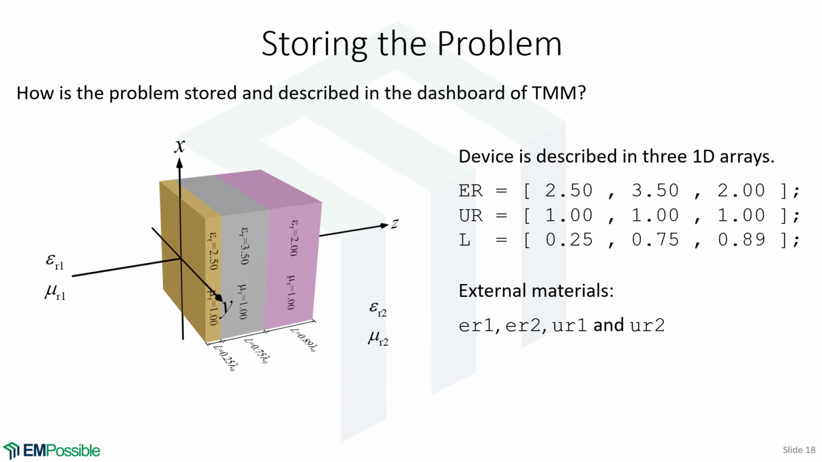Now we also need to know the external materials. We'll just define these as constants up in the dashboard. But we'll have ER1, that'll be the relative permittivity in the reflection region. UR1 will be the relative permeability in the reflection region. And ER2 and UR2, that's the relative permittivity and permeability on the transmission side of the device.